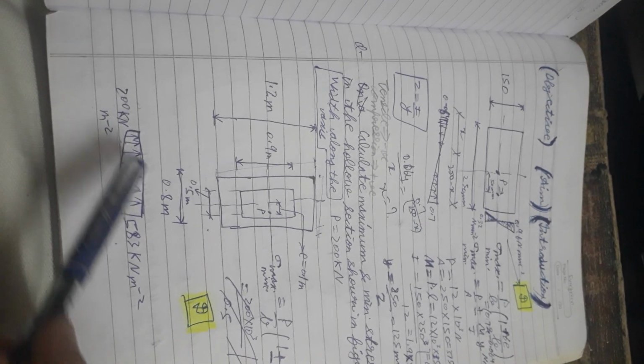So maximum, minimum is equal to P by B into 1 plus minus 6C by B. Here it is 200 kN per meter square. It is 583 kN per meter square.